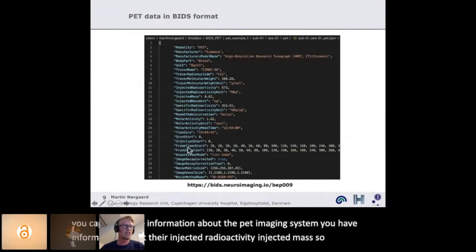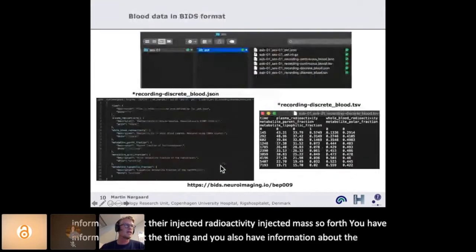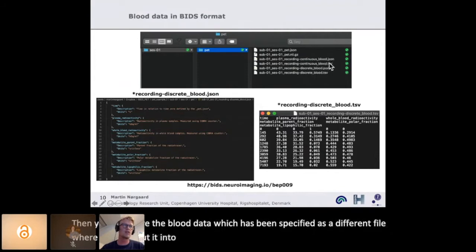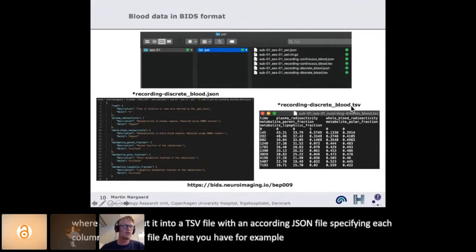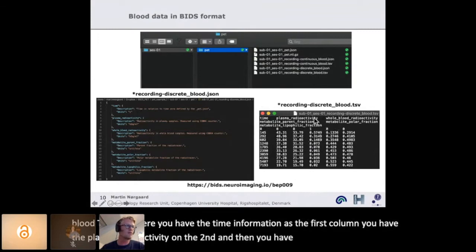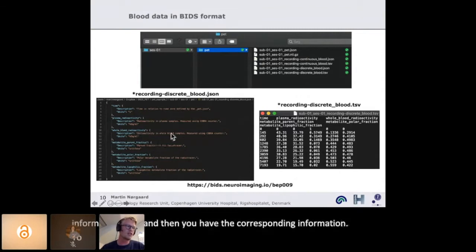You have information about the timing, and you also have information about the reconstruction. Then you also have the blood data, which has been specified as a different file, where we have put it into a TSV file with an according JSON file specifying each column in the TSV file. And here you have, for example, the discrete underscore blood TSV file, where you have the time information as the first column, you have the plasma radioactivity on the second, and then you have some metabolite information here. And then you have the corresponding information to the table here in a JSON file.